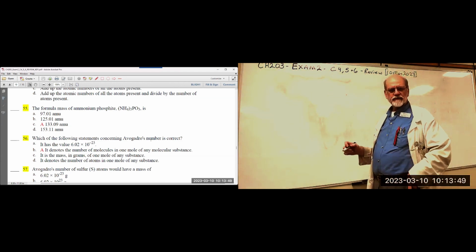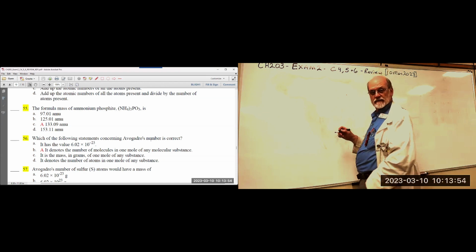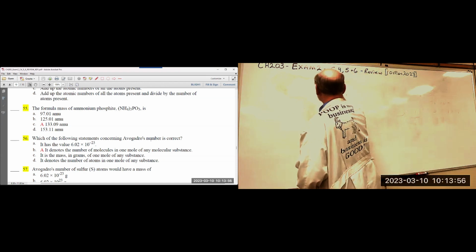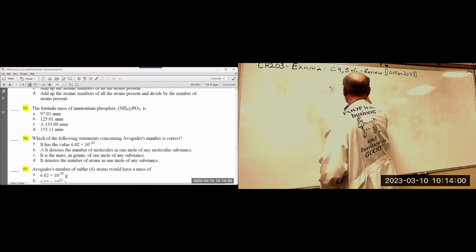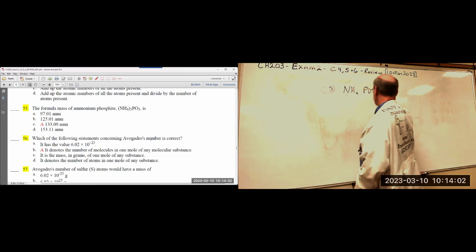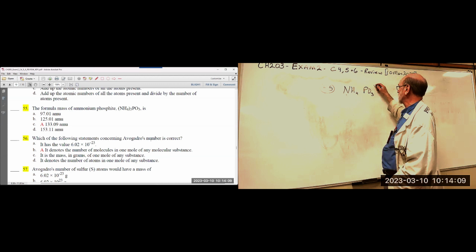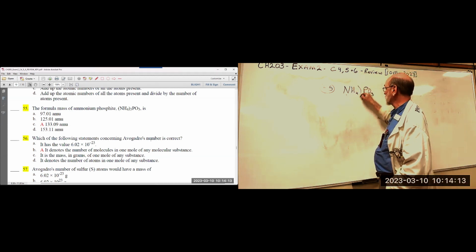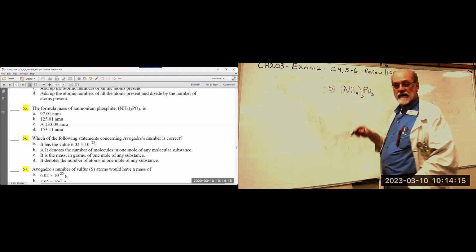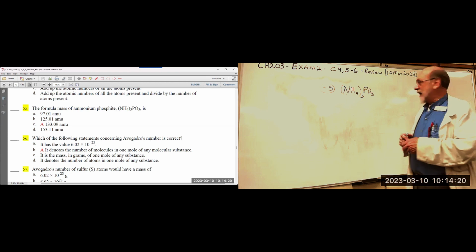What's the formula mass for ammonium phosphite? There's ammonium, and there's the phosphite. Phosphite is PO3, but it's still a 3 minus charge, so we have 3 of these. Okay, so what's the formula mass for that? Well, let's see, we have 3 nitrogens.